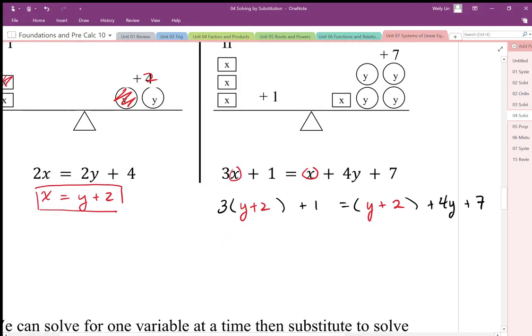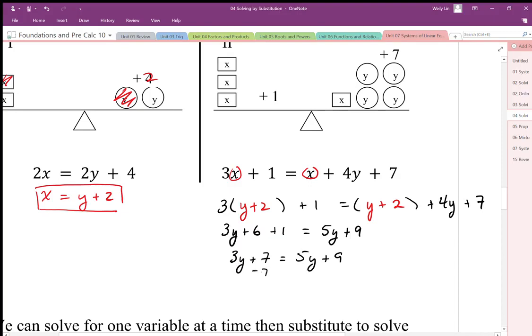So we now have a situation where we have one variable, one equation. This can be solved. So I'm going to go ahead and expand these brackets. I'm going to combine like terms here, 5y plus 9. So we end up with 3y plus 7 balancing 5y plus 9.